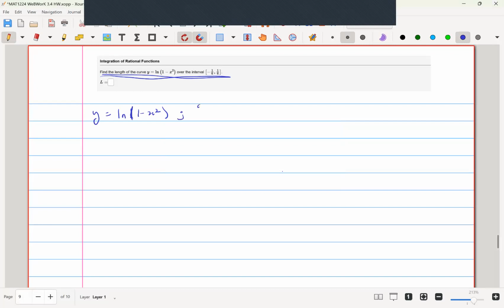So we have dy/dx is equal to 1 over 1 minus x squared, and then chain rule, so the derivative of 1 minus x squared. So let's do that. It derives to -2x, and that's perfect. So that is equal to -2x over 1 minus x squared.